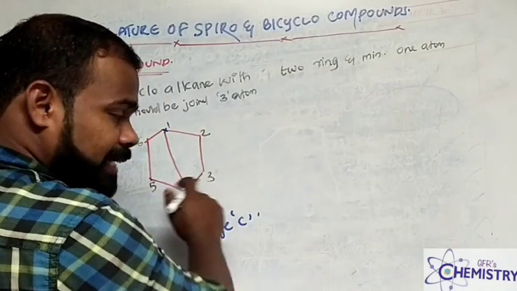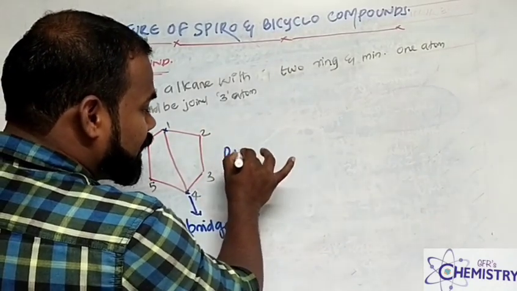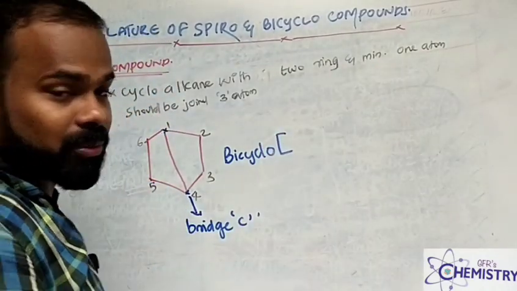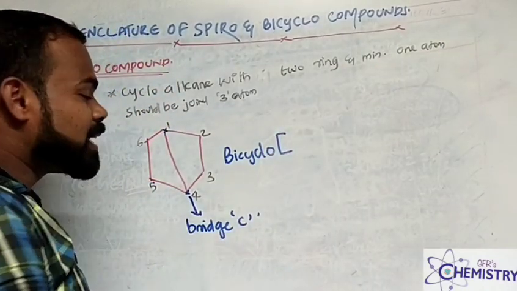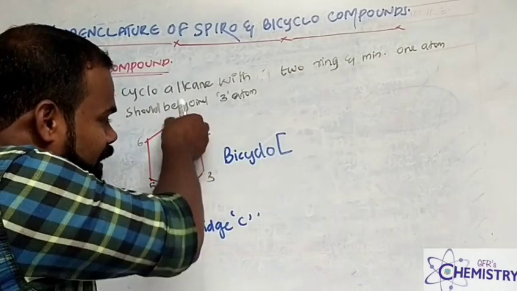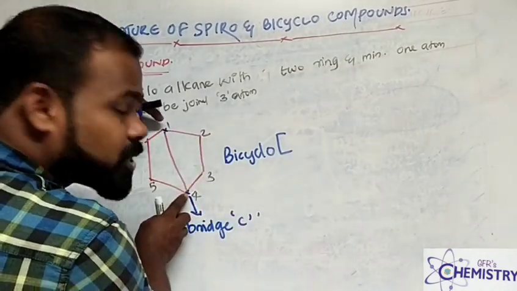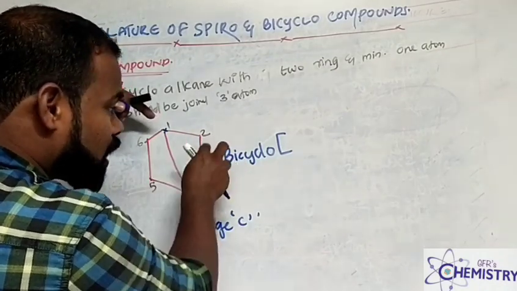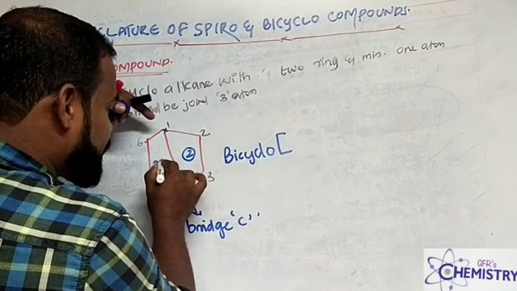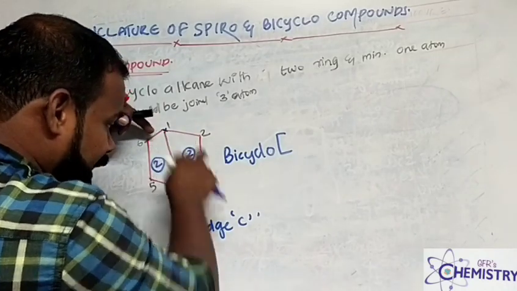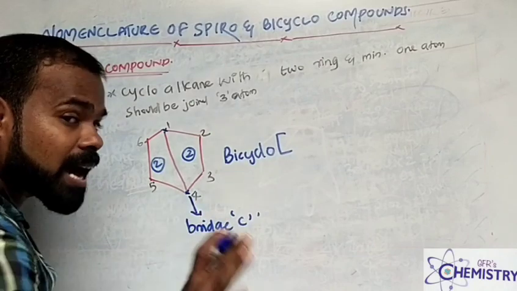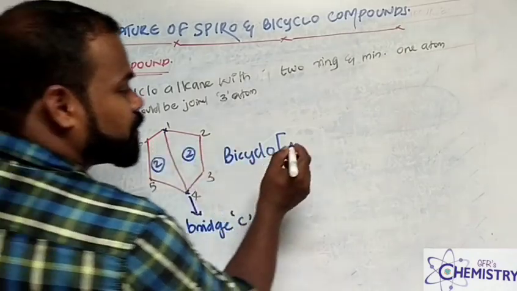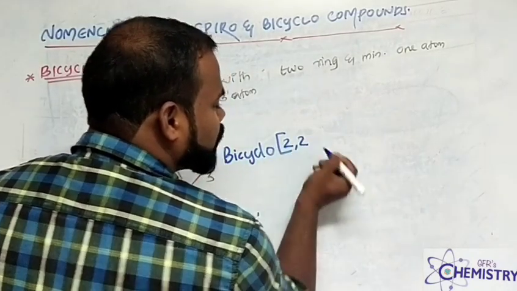If you get a structure like this, start with Bicyclo, then make a square bracket. That is the IUPAC rule. After that, count, avoiding the bridge carbons. To avoid these two bridge carbons, count the two sides: here 1, 2, here 1, 2. This side 2 carbons, this side 2 carbons. But in this line, there is no carbon. Both bridge carbons we don't count now. Only the other carbons you count. Write the biggest number first, 2 and 2.